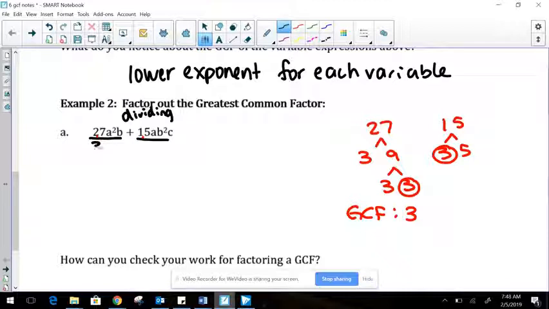Okay, so I'm going to take a 3 out of both. And let's look at my a's. I have a squared and just 1a. We know from up top here that I take the lower exponent, so that's just a. All right, now look at my b's. I have 1b and b squared. This guy's lower. I just take out 1b from each.